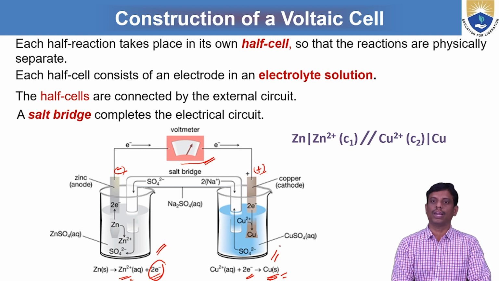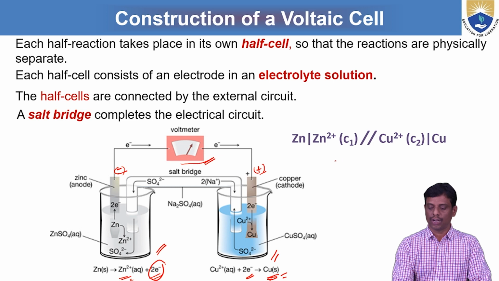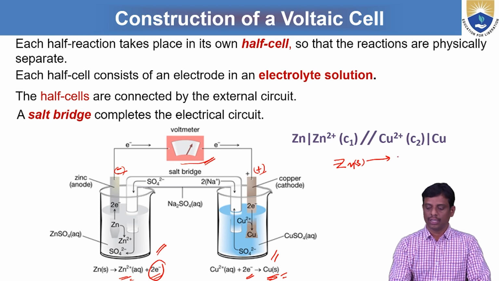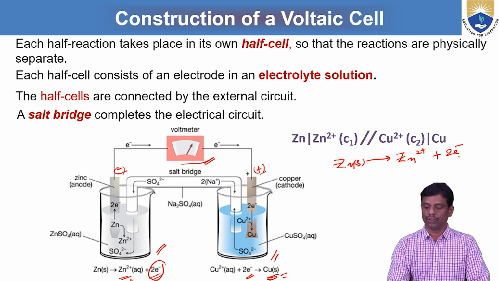So what is the overall reaction? At the anode, the zinc electrode loses the electrons and is converted to zinc 2 plus ions, releasing 2 electrons. At the anode, the zinc releases the electrons. At the cathode, the copper 2 plus ions gain these 2 electrons and are converted to copper solid.